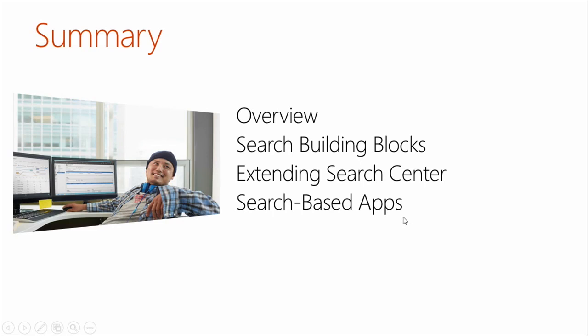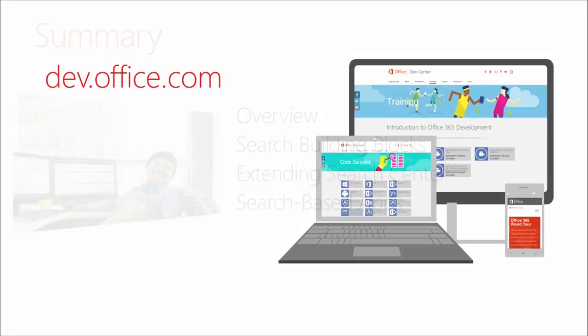Okay, jumping back then, let's wrap up what we have done here. In this module, we did a little bit of overview of search just so you can understand how it fits in and why we're excited about it and what's powerful about it. We looked at the search building blocks like managed properties and result sources and how those fit into the larger development picture. And then we looked at two very specific kinds of applications: extending the Search Center, which for the most part is a no-code type of solution you can do directly in the browser, and then search-based applications, which is an all-code solution that uses the REST and CSOM endpoints.